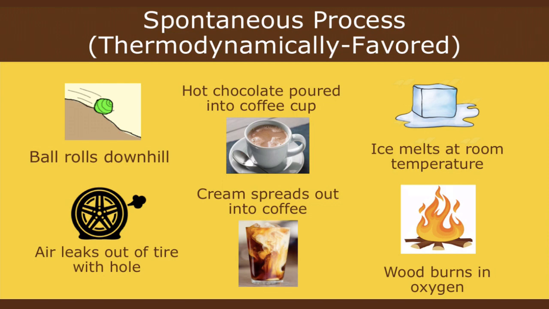Finally, wood burning and oxygen. So a lot of things can burn. Burning is an incredibly complicated process, but basically here you have higher potential energy bonds in the wood and oxygen in the air, and they rearrange to form lower potential bonds of carbon dioxide and water.